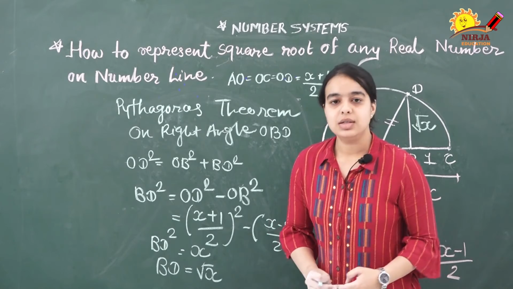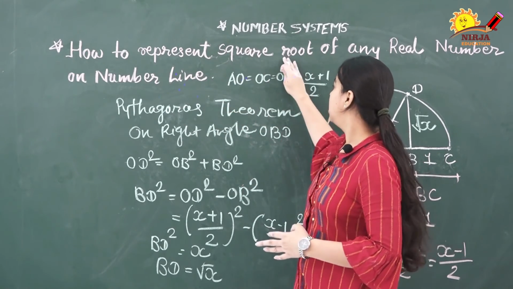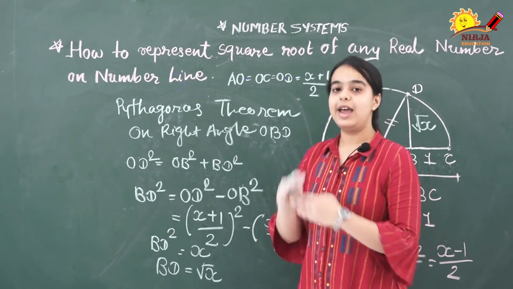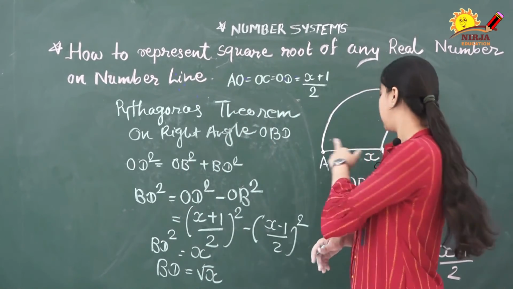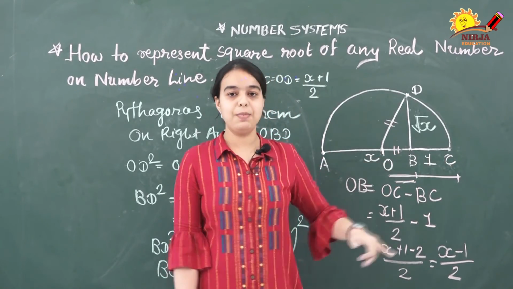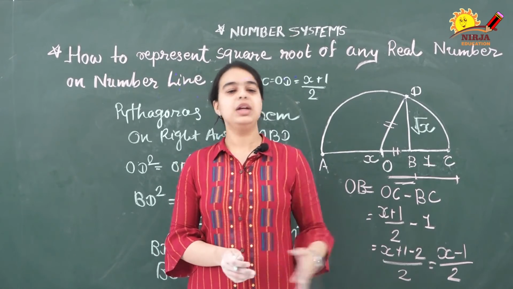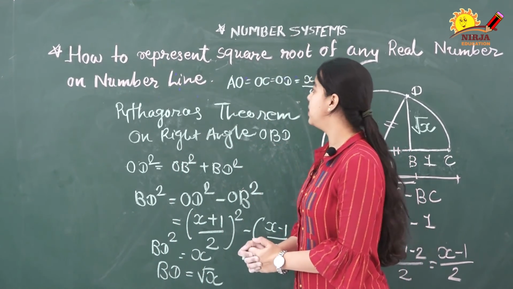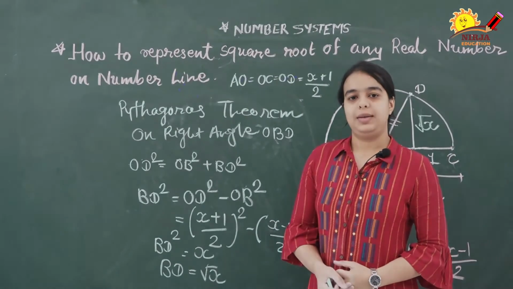So my dear students, this way you can find the square root of any real number in the form of a figure, and as we discussed in our previous video, you have to place that figure in such a way that B and 0 are the same point. Take a compass, draw the arc, and now you have your under root x on the number line. So this way you can represent the under root of any real number on the number line.